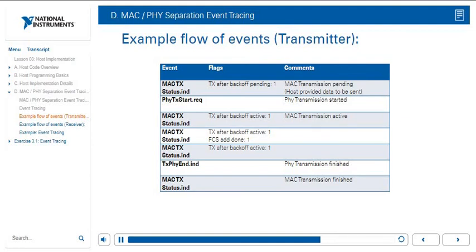And then on MAC TX status indicator, TX after backoff active 1. And then finally, PHY TX end indicator means the PHY transmission is finished, so then MAC TX status indicator indicates that the MAC transmission has finished.